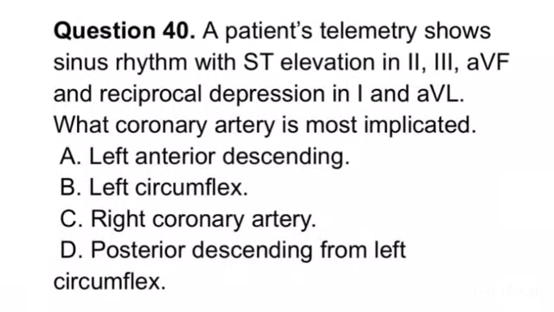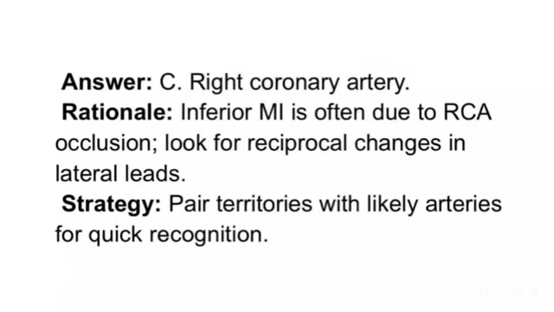Question 40. A patient's telemetry shows sinus rhythm with ST elevation in 2, 3, AVF and reciprocal depression in I and AVL. What coronary artery is most implicated? A. Left anterior descending. B. Left circumflex. C. Right coronary artery. D. Posterior descending from left circumflex. Answer: C. Right coronary artery. Rationale: inferior MI is often due to RCA occlusion, look for reciprocal changes in lateral leads. Strategy: pair territories with likely arteries for quick recognition.